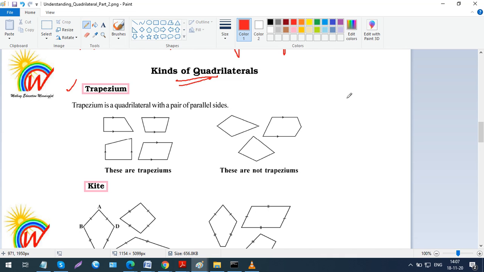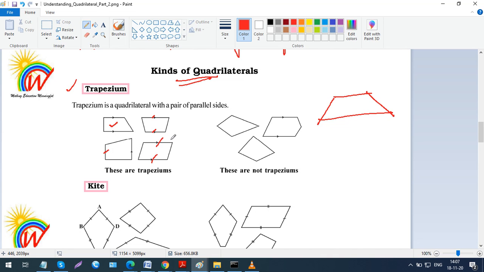The other pairs are not. If I say this and this are parallel, but these two are not parallel, then this is a trapezium. So only one opposite pair is parallel. Here see, the arrows indicate that they are parallel to each other. This and this are parallel. Here this and this are parallel. Here this and this are parallel.